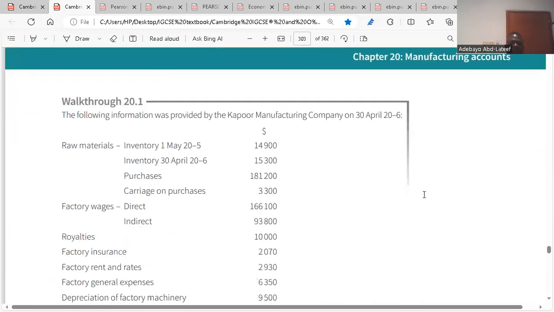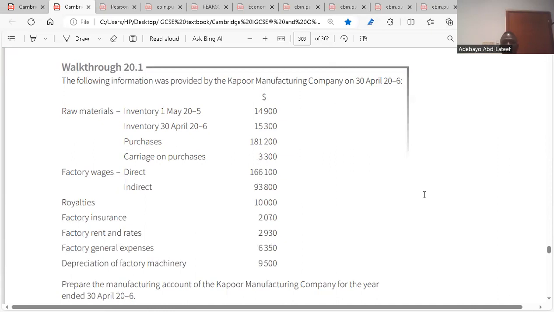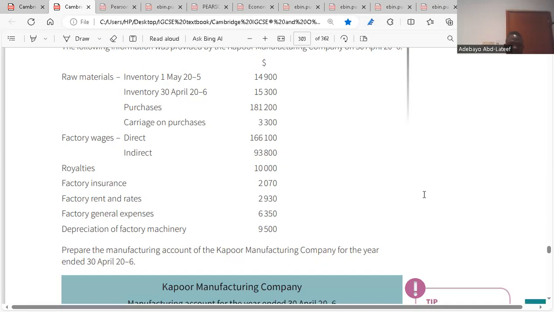Okay. Now they said the following information was provided by Capo Manufacturing Company on 30th April 26. Raw materials inventory: we have opening inventory, closing inventory, purchases of raw materials, carriage of raw materials, direct wages and indirect wages. So indirect wages are factory overheads. Are you with me? Direct wages is part of direct labor, while indirect wages are factory overhead.